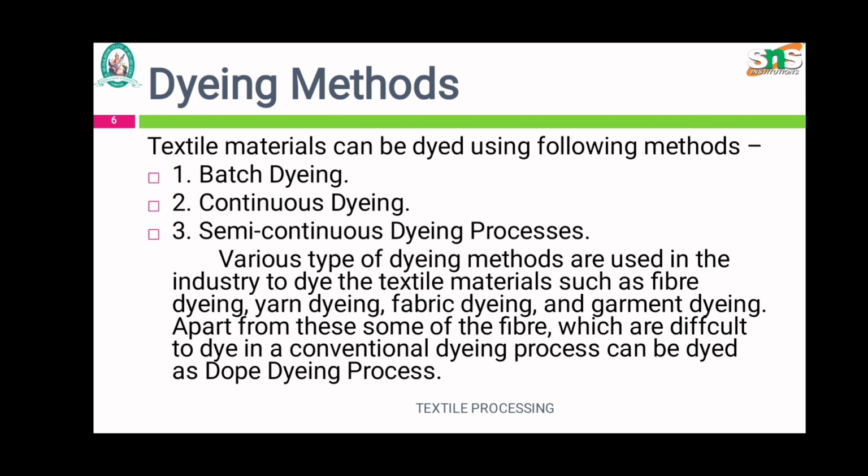Next, dyeing methods. Textile materials can be dyed using the following methods: batch dyeing, continuous dyeing, semi-continuous dyeing process. Various types of dyeing methods are used in the industries to dye the textile materials such as fibers dyeing, yarn dyeing, fabric dyeing and garment dyeing. Apart from these, some of the fibers which are difficult to dye in a convenient dyeing process can be dyed as a dope dyeing process.